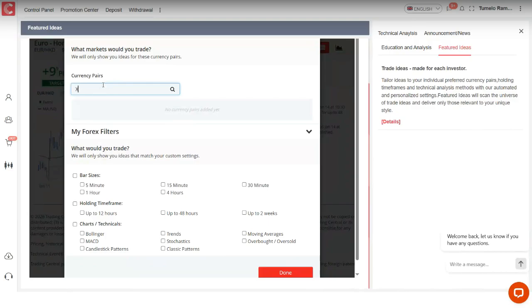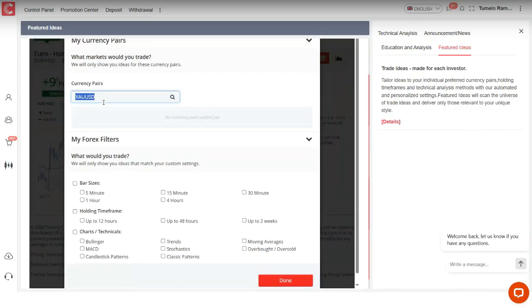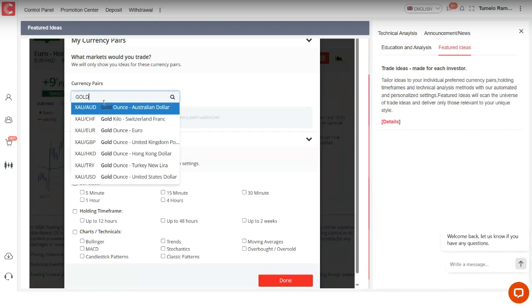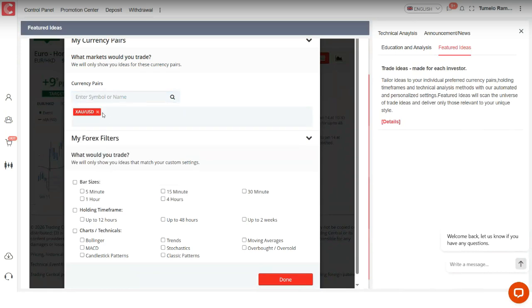So for example, let's say I want gold. I'll just simply search for gold over here. Let's go here. We'll select gold. So here we've got XAU USD at the bottom here. So I'll select gold as one of the currency pairs. Let's say GBP USD is another currency pair I want to look at.